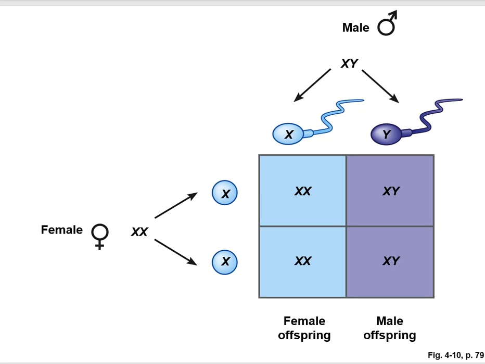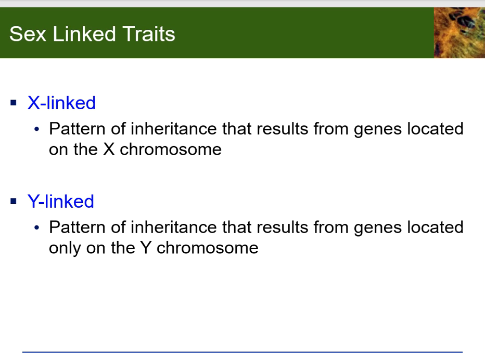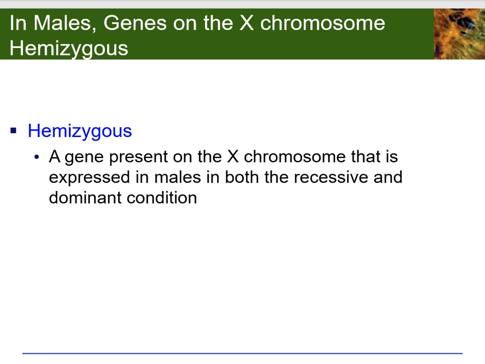So here's X and Y. For instance, the male on the top will produce an XY chromosome, right? So the female will produce XX. So if you cross them, you get half female, half male. In X-linked sex traits, patterns of inheritance result from genes located on the X chromosome. And in Y-linked, you have patterns of inheritance that result from genes located only on the Y chromosome. Hemizygous means a gene present on the X chromosome that is expressed in males in both recessive and dominant conditions.